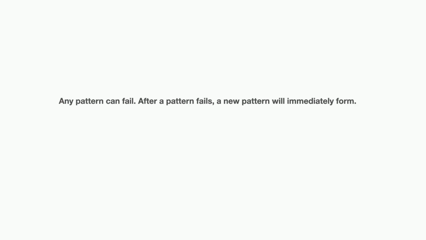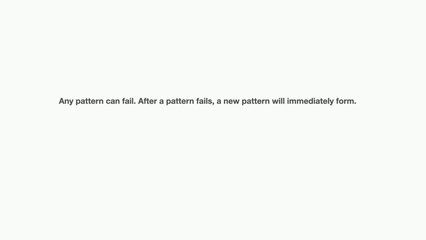Any pattern can fail. After a pattern fails, a new pattern will immediately form. For example, if a simple pullback in a one-segment pattern fails due to insufficient trend momentum, it will become a two-segment pullback. If a two-segment pullback fails again, it will become a three-segment wedge pullback. If a potential reversal pattern fails, it will become a trading range.